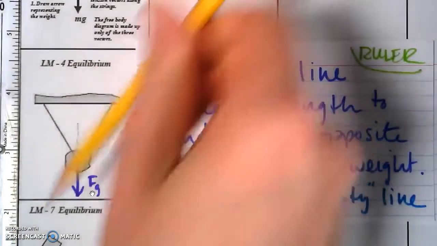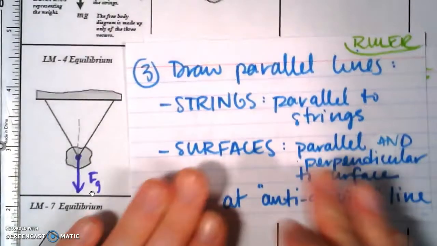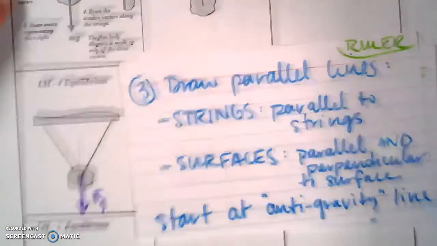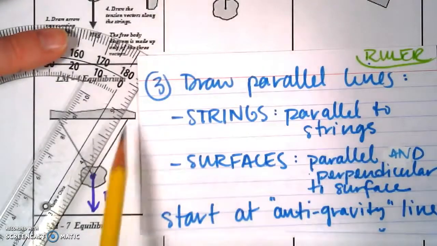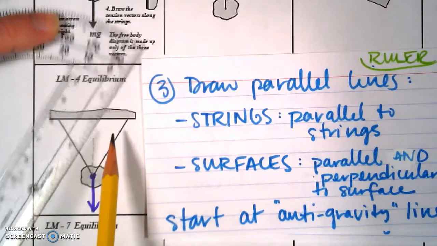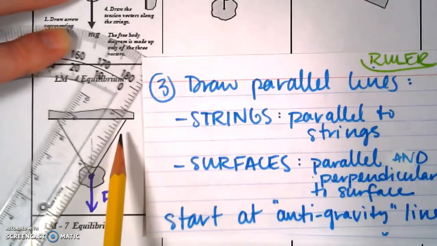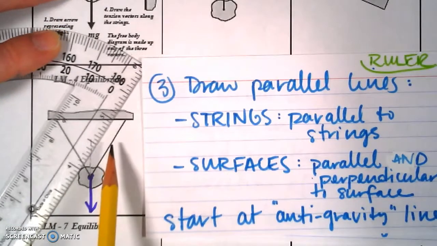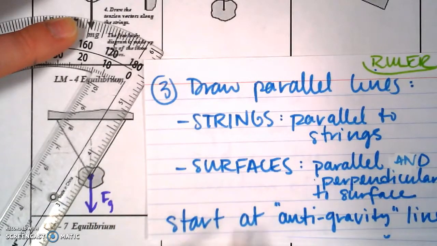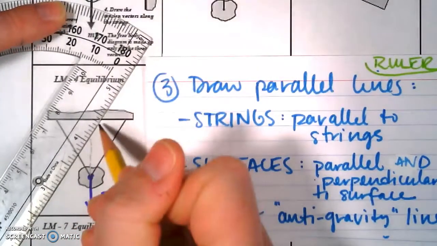So now my third step, I'm going to draw parallel lines. Again, I'm going to use my ruler, and this is an example with strings, so I'm going to draw lines that are parallel to the strings. That means I'm going to line up my ruler with the string and then keep my ruler in that orientation no matter where I go on the page, so that no matter what I'm doing, that line is in the same direction as my string. And I'm going to start at the anti-gravity line. So I'm lining up my parallel line here.